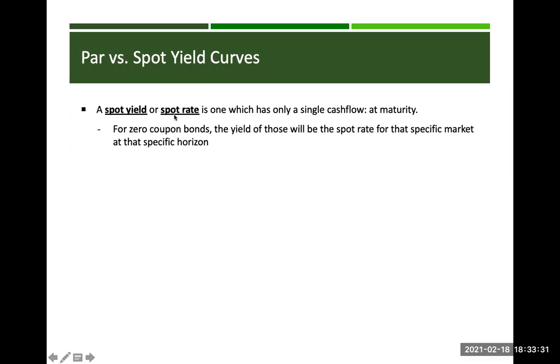A spot yield or a spot rate is different from the par coupon rate. The spot rate is the rate for a single cash flow instrument. So a 20-year spot rate is the rate for a zero coupon 20-year cash flow. Zero coupon.